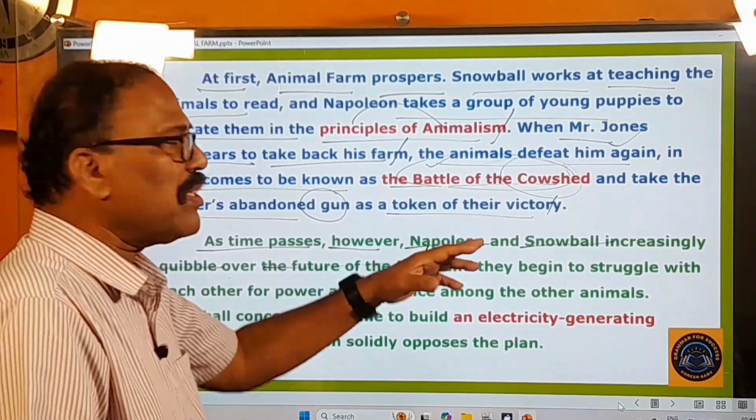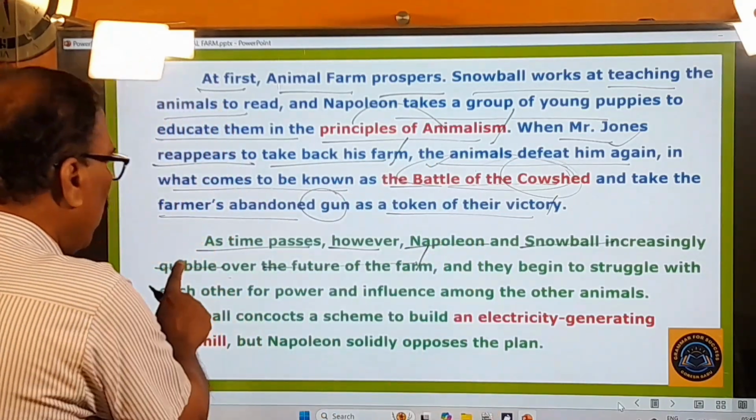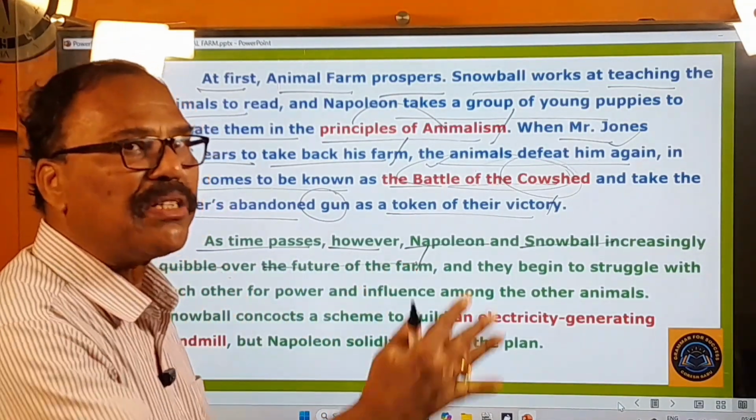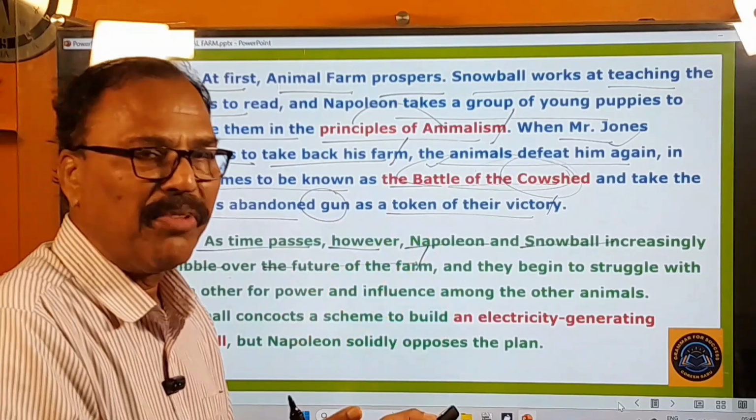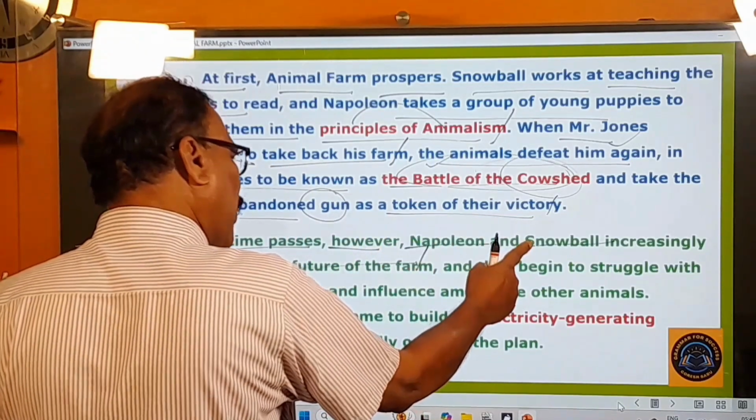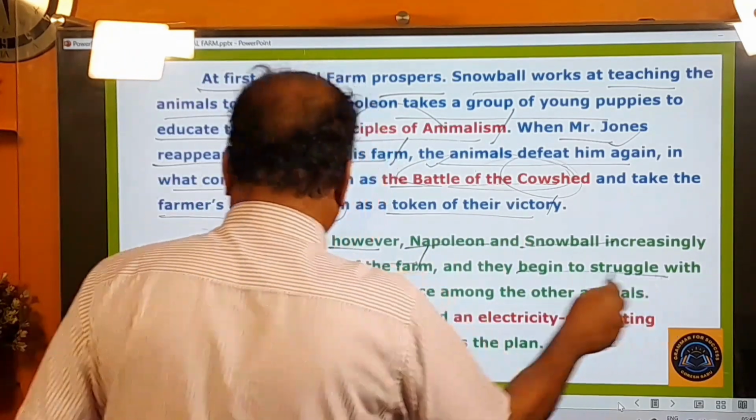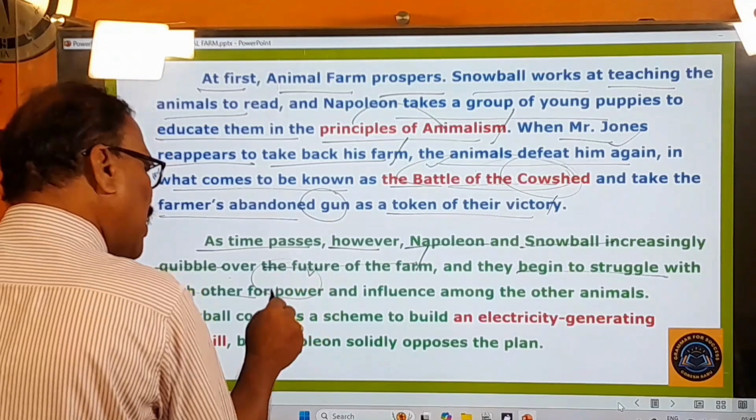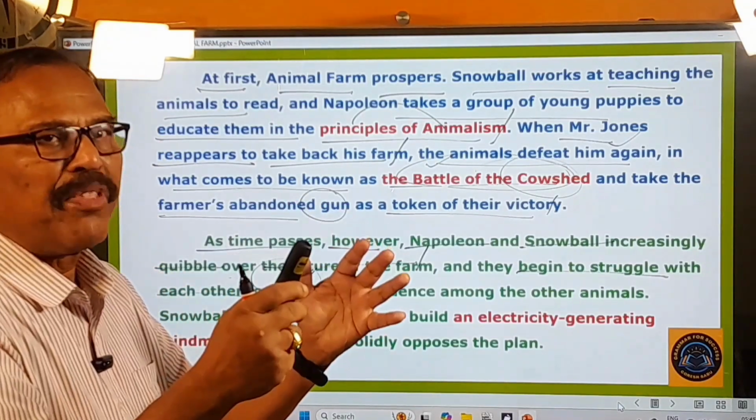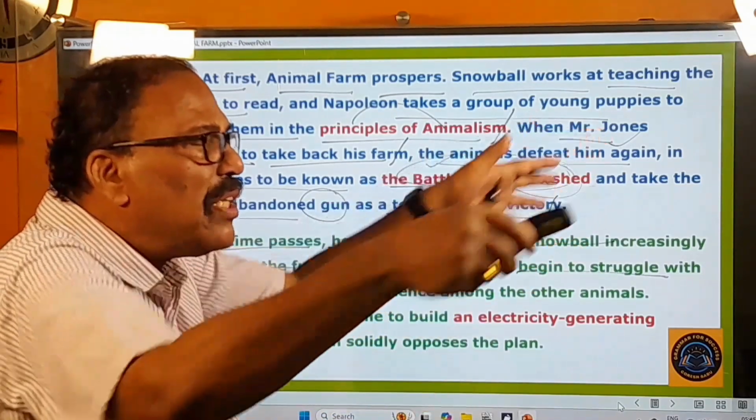See, these two pigs started quarreling over or arguing over. Quibbling over means arguing over the future of the farm. Who should lead this farm? Who should maintain this farm? So over the future of the farm, they started arguing, they started quarreling, right? They begin to struggle with each other for power. This is very important. After that, they started struggling for power. Power to rule that Animal Farm. Power to control that Animal Farm.